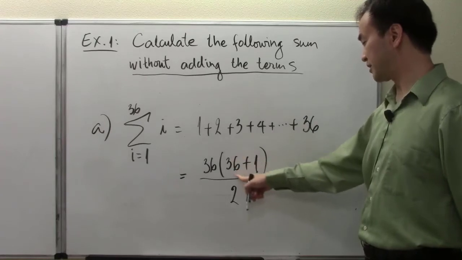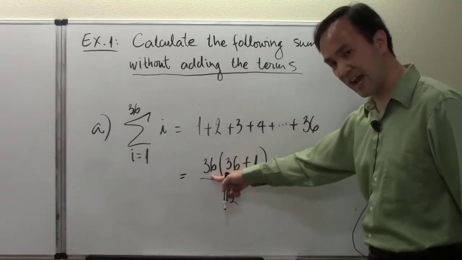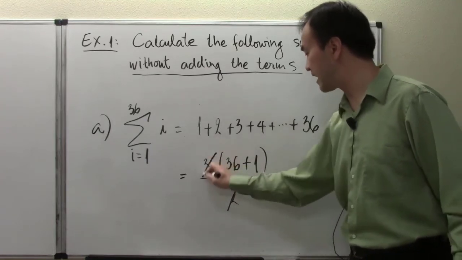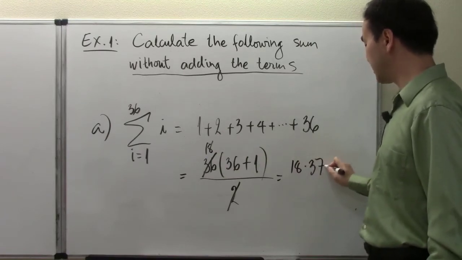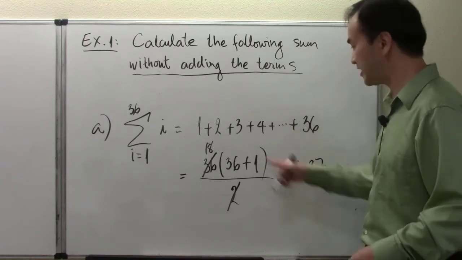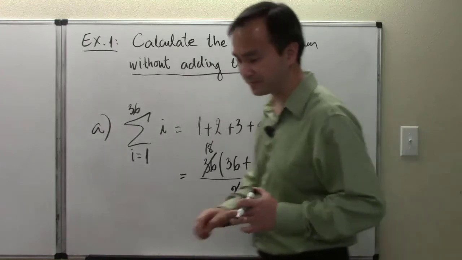Of course 36 plus 1 is 37. It won't cancel with 2, but 36 itself has a common factor with 2, so we cancel that, and that leaves me 18. So here we're looking at 18 times 37. Now we can use a calculator to get the answer, and it should be a lot faster than adding from 1 all the way to 36.